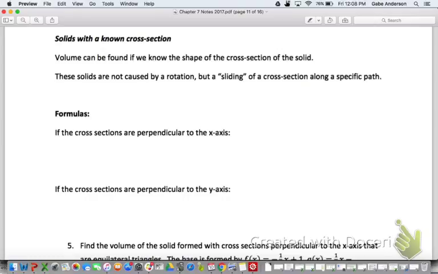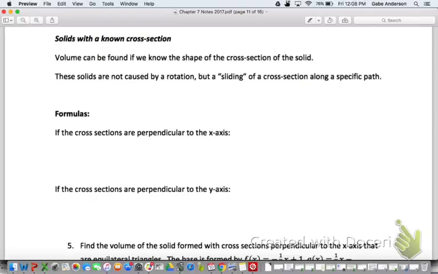So if you keep going in your notes, flip over. This is the final top. You've finally gotten here. This is a good place to be. We'll try to get this finished up here somewhat quickly. So, solids with a known cross section. I want you to think a little bit about cross section.